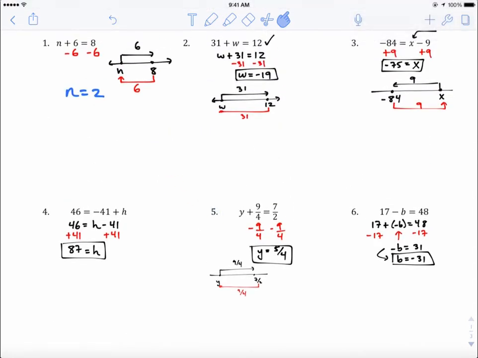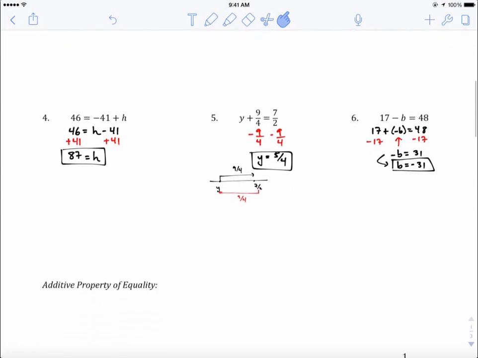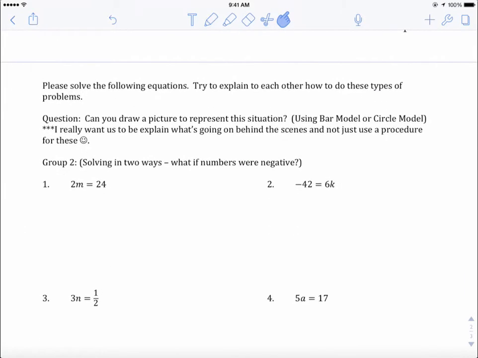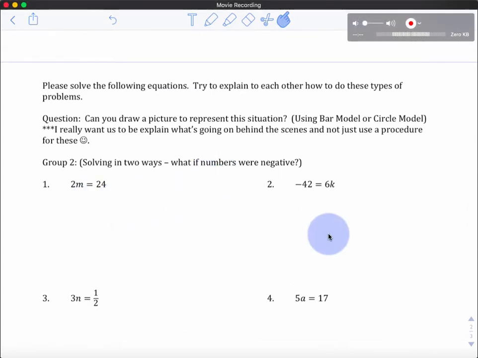Awesome. So now that we've taken care of equations that require one step of addition or subtraction to solve, let's look at equations that require one step of multiplication or division to solve. So one thing I want to do is make sure that we're not focusing just too much on the symbols, that we know what's going on behind the scenes.